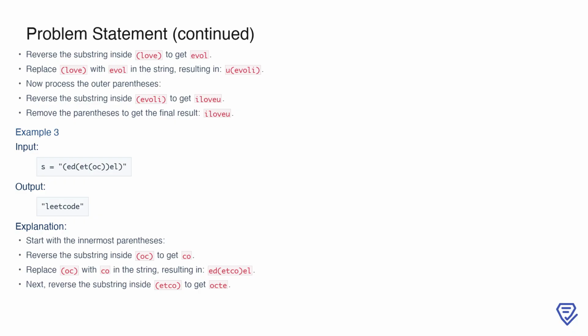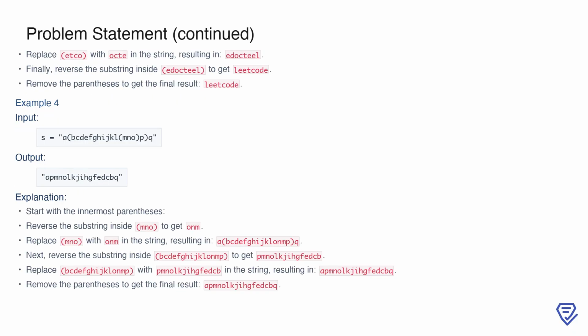For the third example, the input is S equals (ed(et(oc))el). Just as before, we start with the innermost parentheses, which contain the substring oc. Reversing oc gives us co. Replacing (oc) with co, the string becomes (ed(etco)el). Now, we move to the next set of parentheses. The substring inside, etco, is reversed to octe. Replacing (etco) with octe, we get (edocteel). Finally, the substring inside the outermost parentheses, edocteel, is reversed, resulting in leetcode. After removing the parentheses, the final output is leetcode.